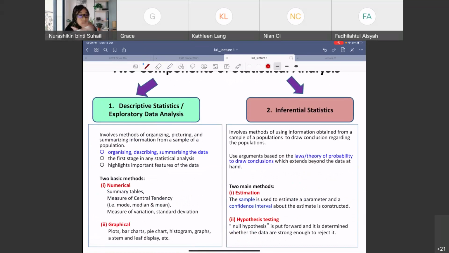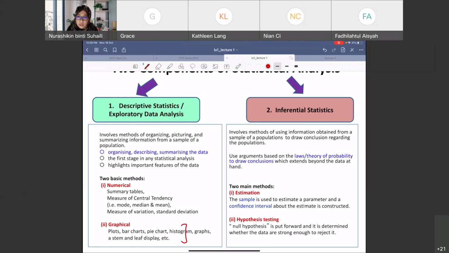So we describe the data. That's why it's called descriptive statistics. Examples of it are the parameters: the mode, the mean, median, standard deviation, variation, and how we present the data in terms of graphs. We could use plots, bar charts, pie charts, histograms, graphs. So there are so many ways to present.